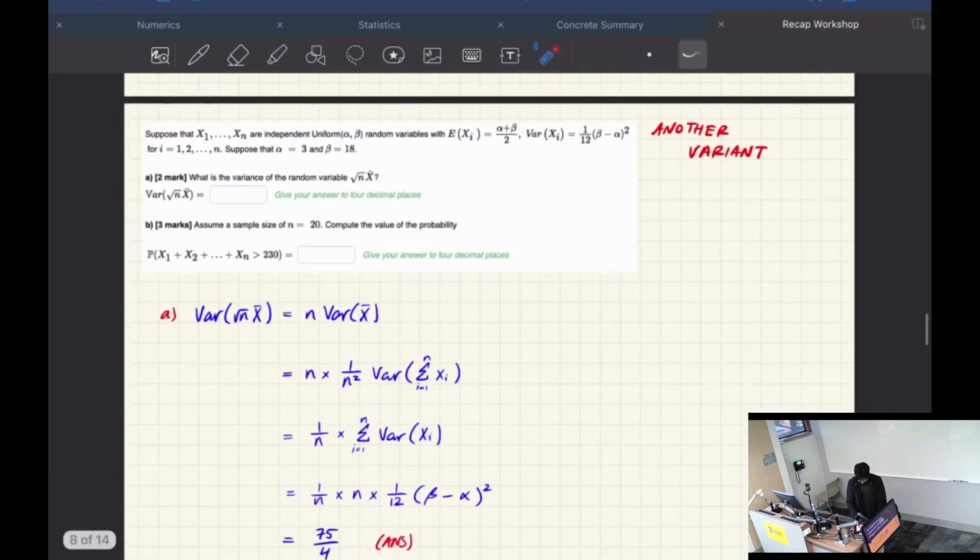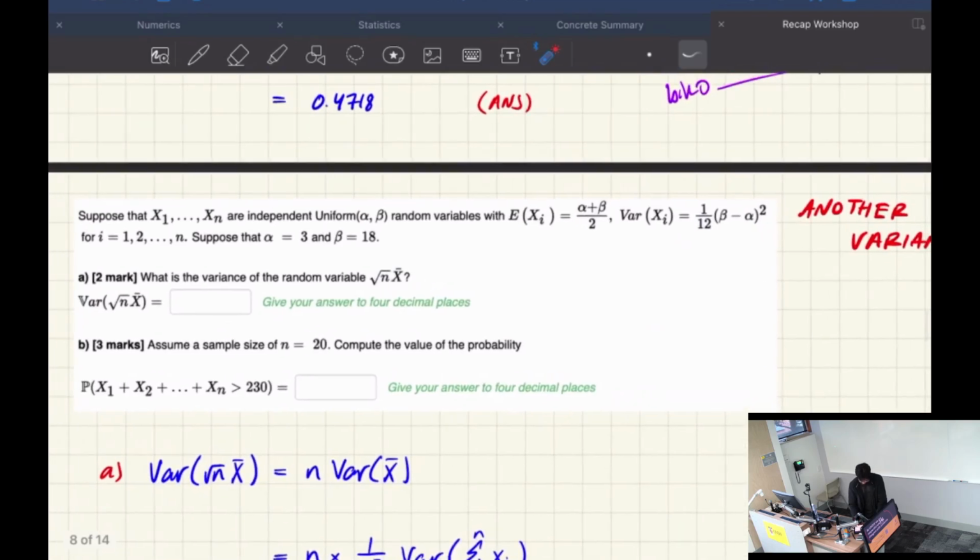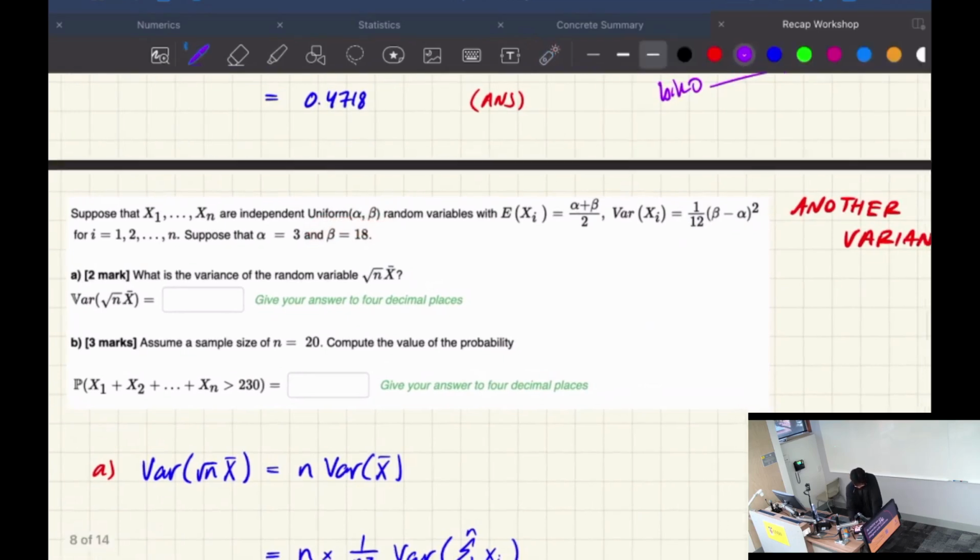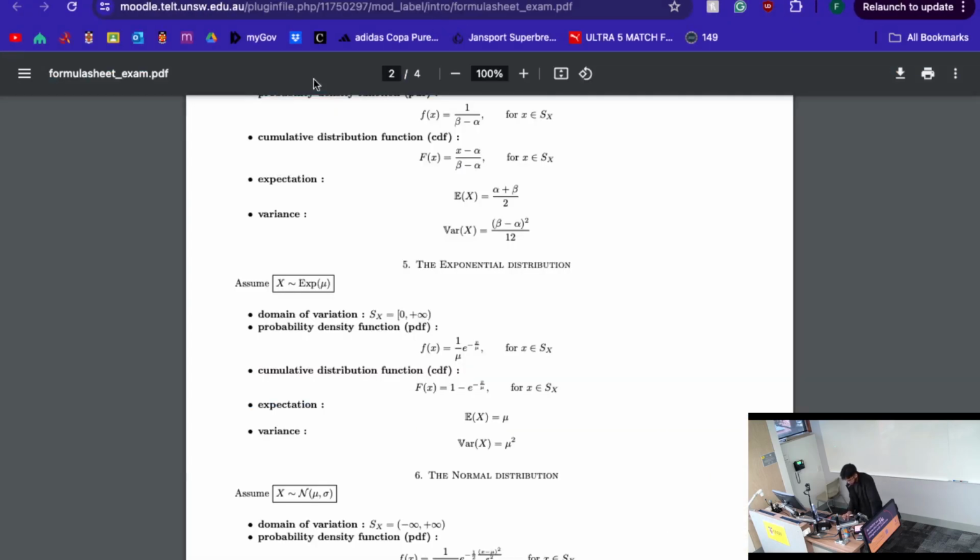Alright. The next variant is with independent uniform distribution variables, sorry. So these formulas are actually on the formula sheet as well.